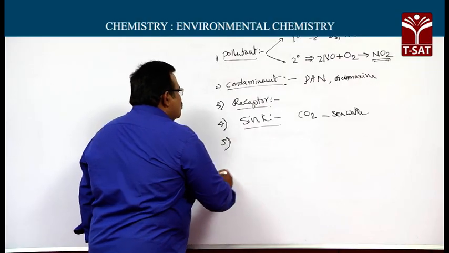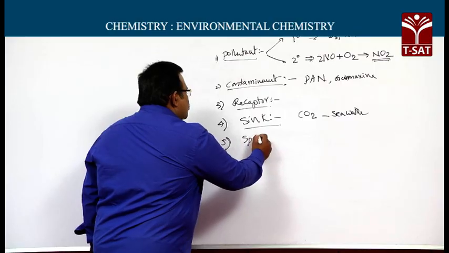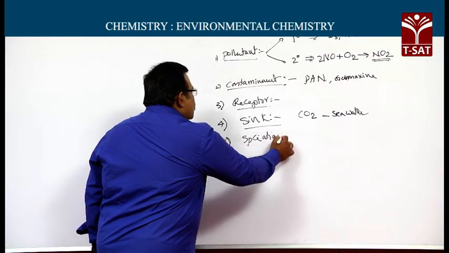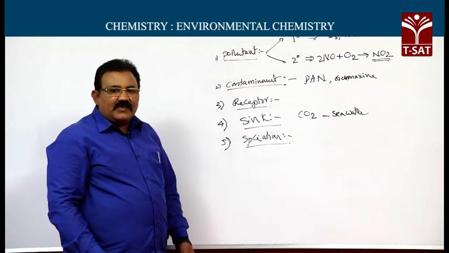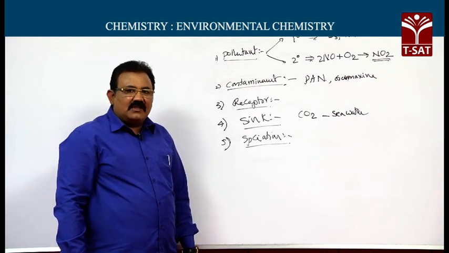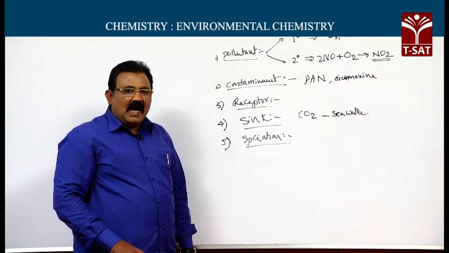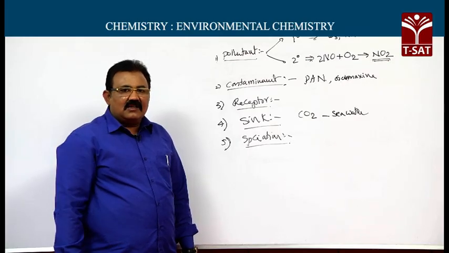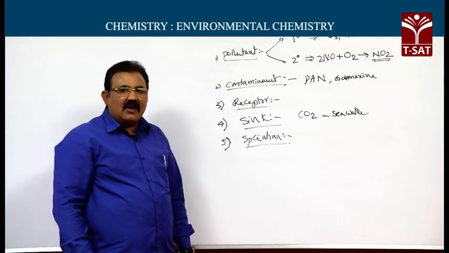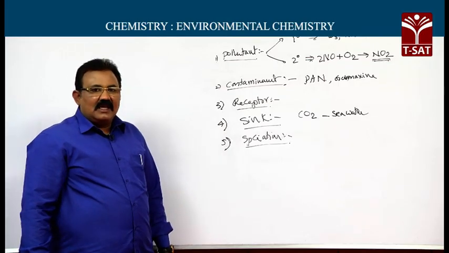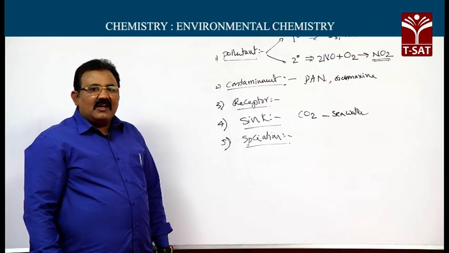The fifth term is speciation. Speciation is the classification of pollutants into organic or inorganic classes of compounds. For example, PAN is an organic pollutant. Mercury and lead are inorganic pollutants.